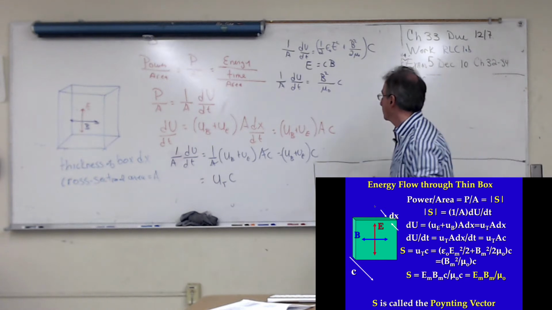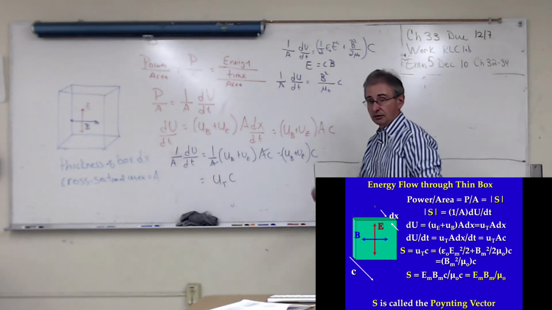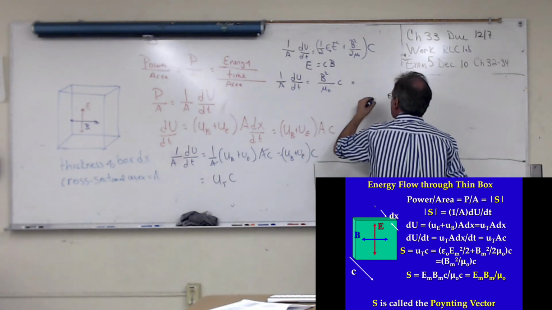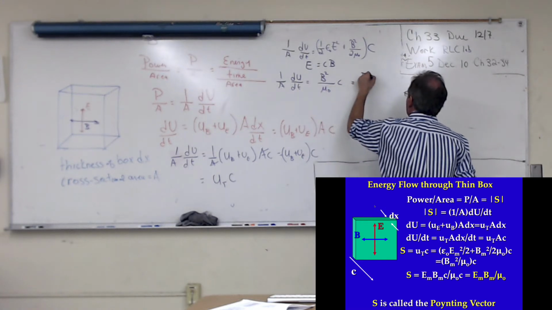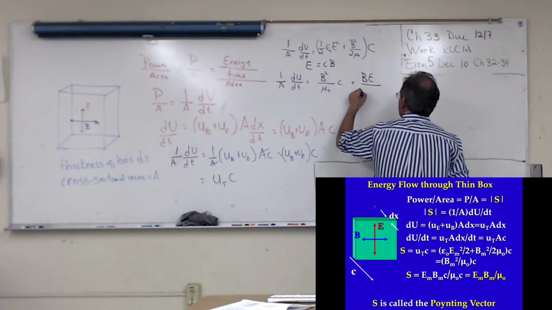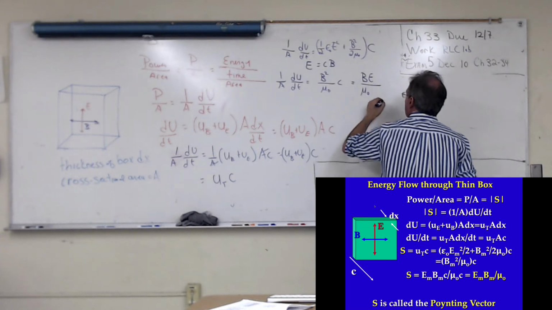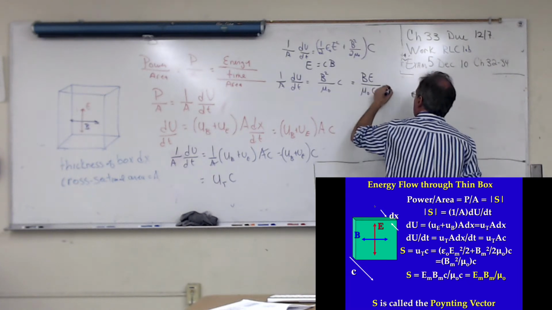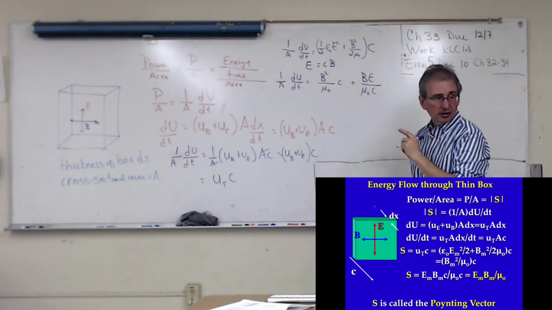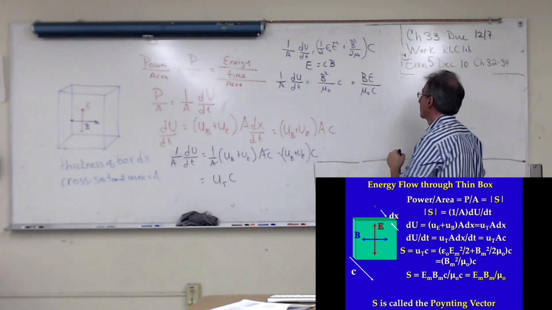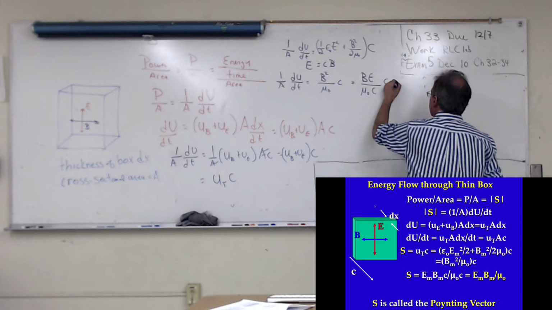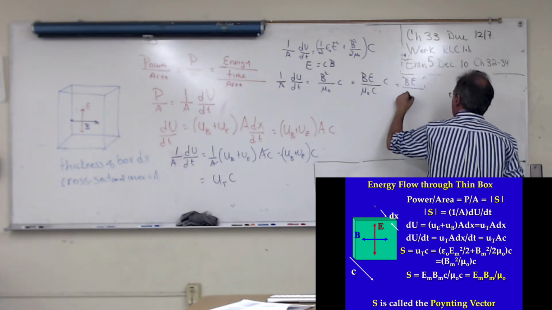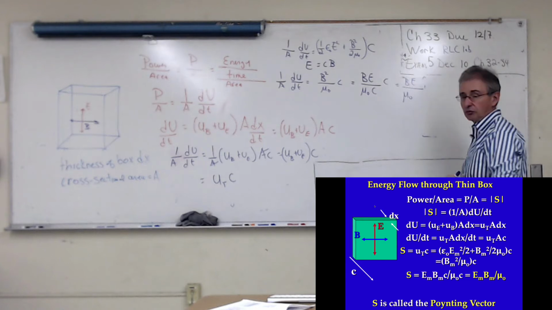We can also write it as, using, again, this relationship, check my math. B times E over mu naught.